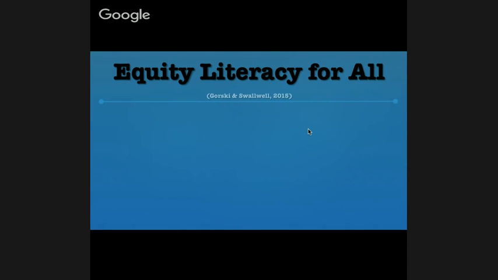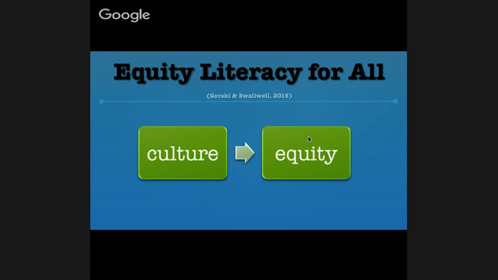According to Paul and Katie, the idea here is to move from placing an emphasis on culture to placing an emphasis on equity at the center of our diversity conversation. So remember, diversity and social justice and all of that, they all go together. They're all interrelated.